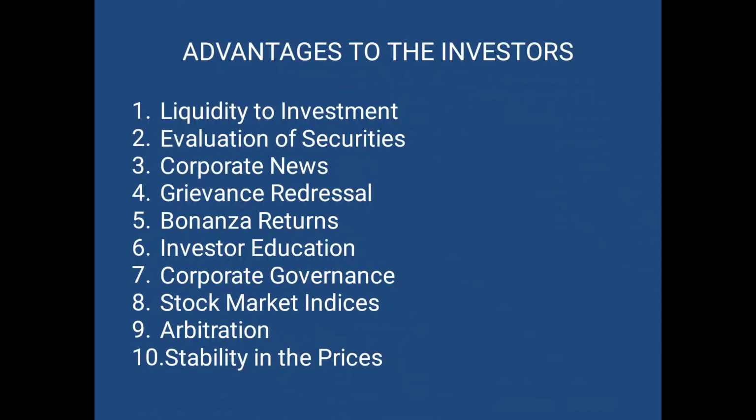Okay. And even corporate governance means Clause 49 is provided by the stock exchange, and companies have to work in the interest of the investor. And the stock market index will help the investor decide whether to buy or to sell, so it resolves the dilemma. Arbitration will help to resolve the issues between broker to broker, broker to investor, or investor to investor also. And because of the circuit filters or circuit breakers, no one can take advantage of the market. So these are the advantages to the investor.